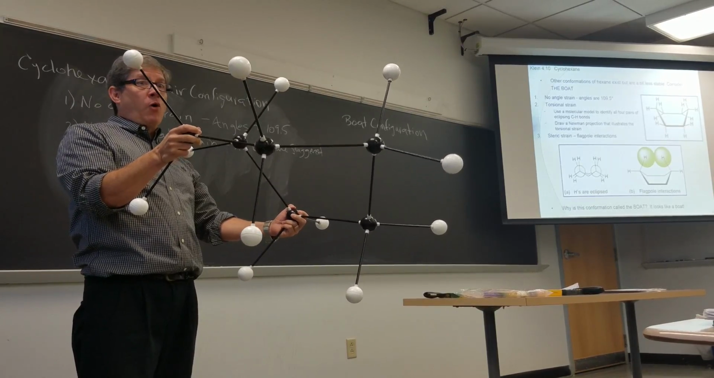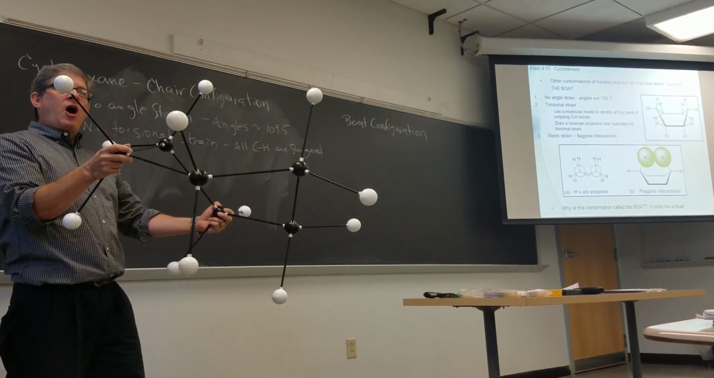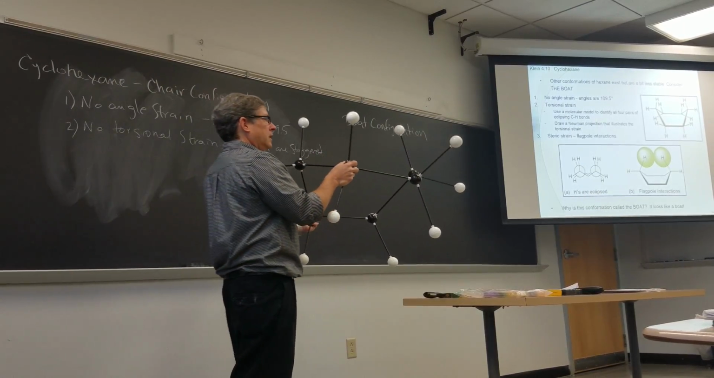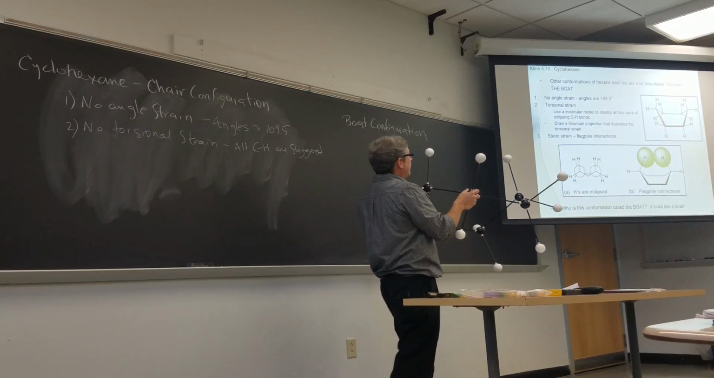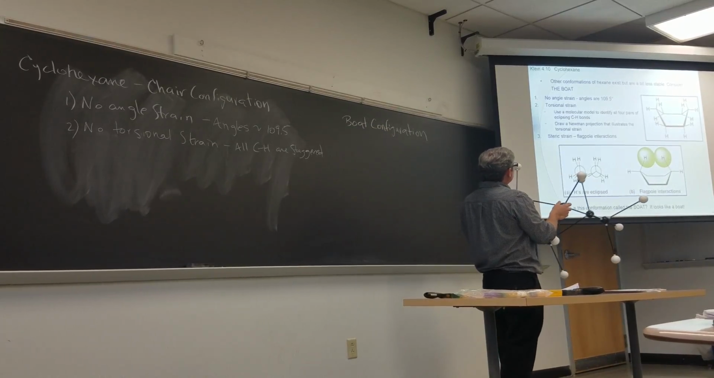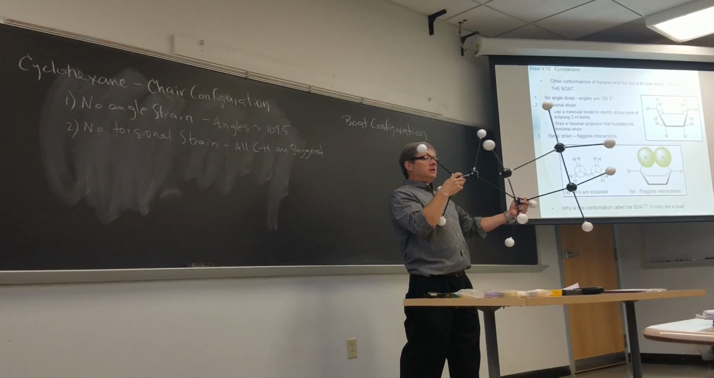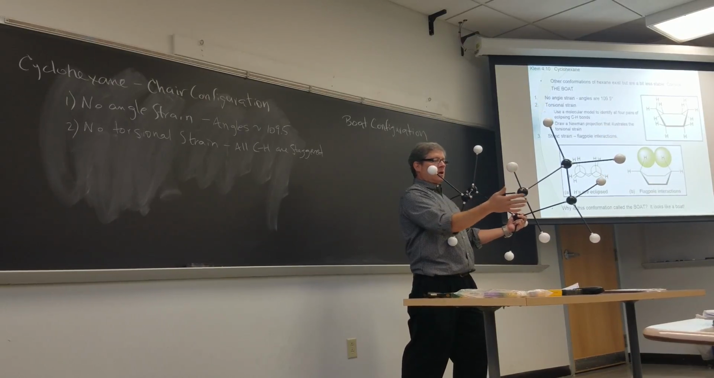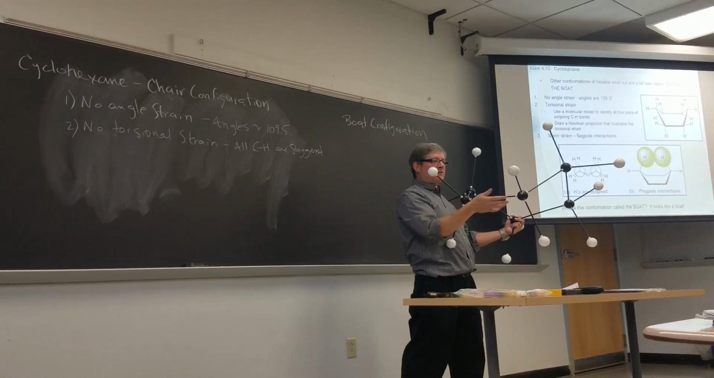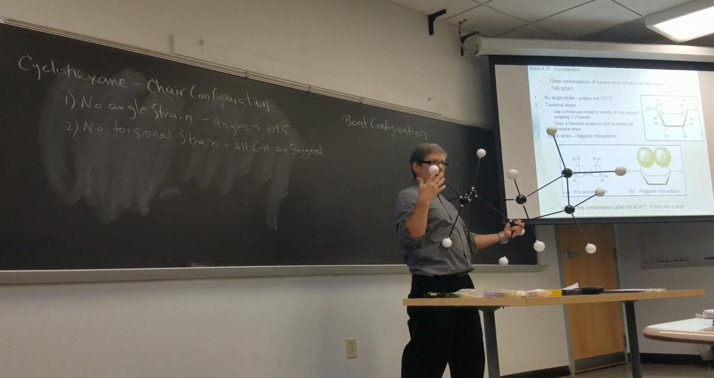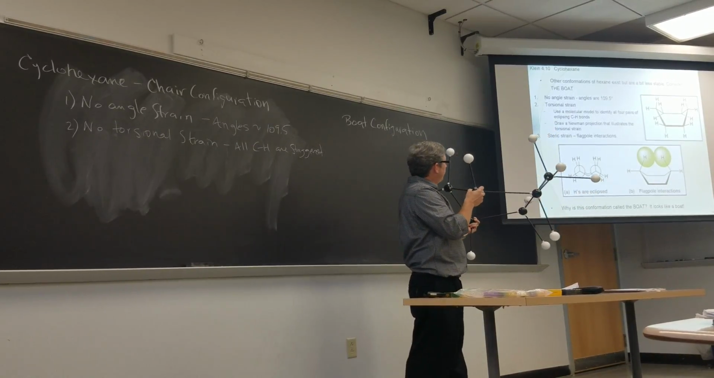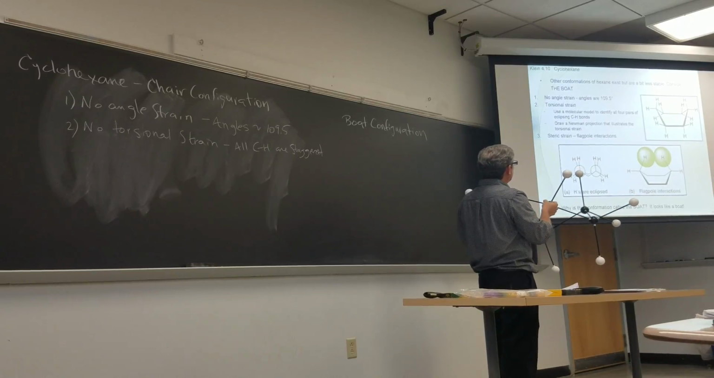So it costs us 4 for every single one of these, right? And so these add up. While there's no angle strain, we have 4 pairs of eclipsing carbon-hydrogen bonds, on each of these carbons on the side of my boat, the left and right-hand sides. These and these are eclipsed. So I have 4 pairs of eclipsing carbon-hydrogen bonds.